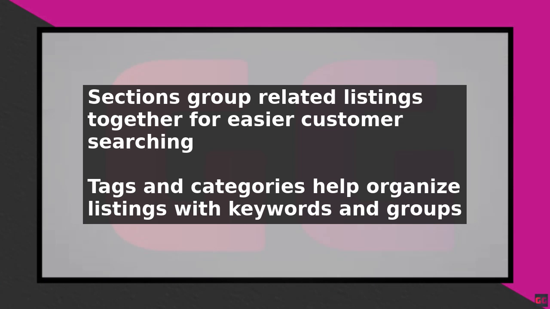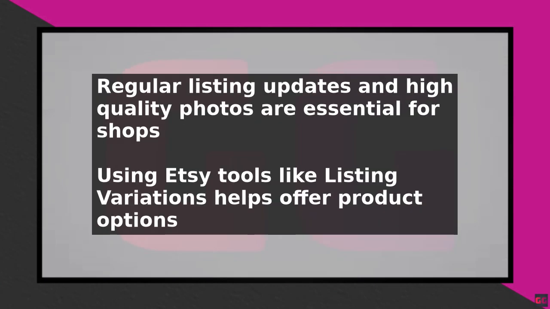Finally, let's talk about best practices for organizing your listings. It's essential to keep your listings up to date and accurate, including high-quality photos and detailed descriptions. You should also regularly review and update your sections, tags, and categories to ensure they are still relevant and effective. Additionally, consider using Etsy's built-in tools, such as the Listing Variations feature, to offer different options and variations of your products.